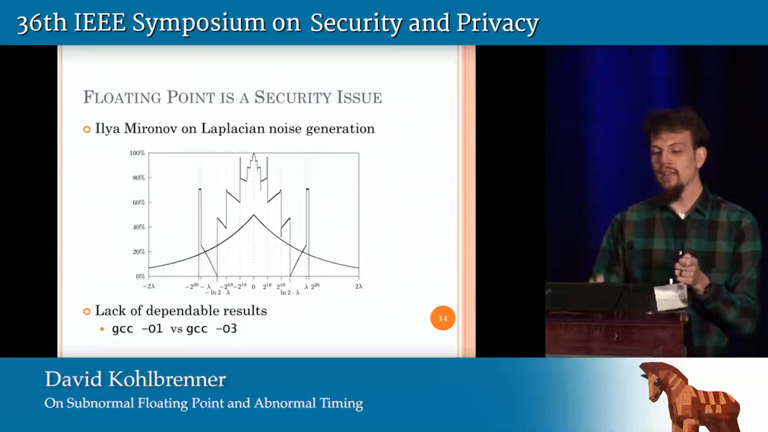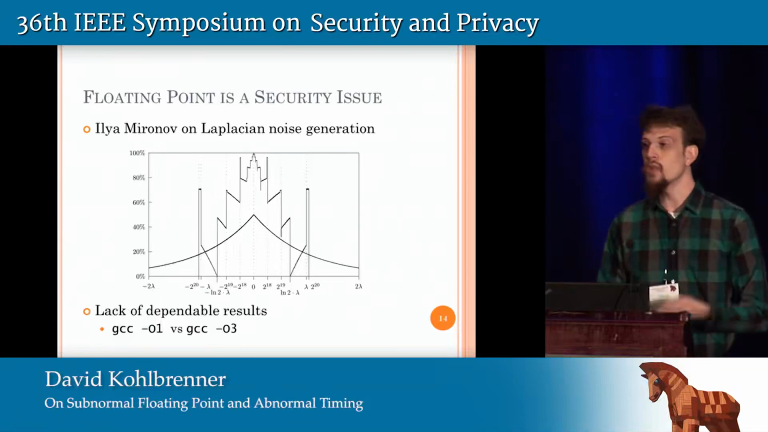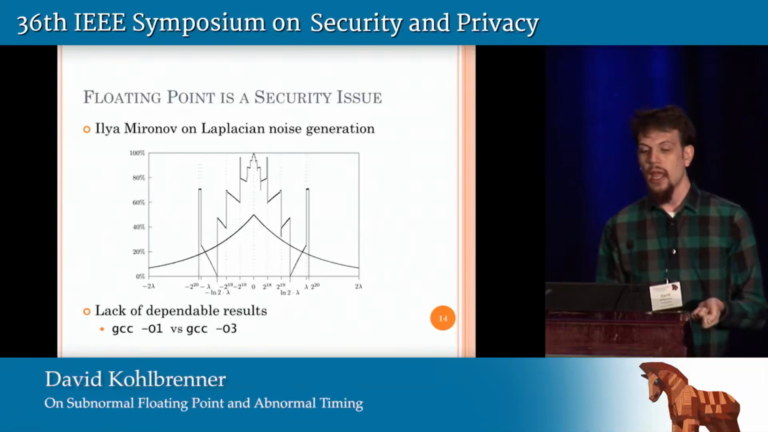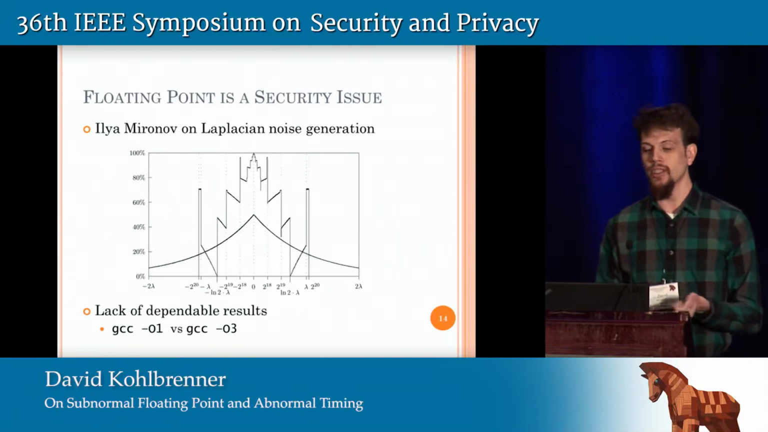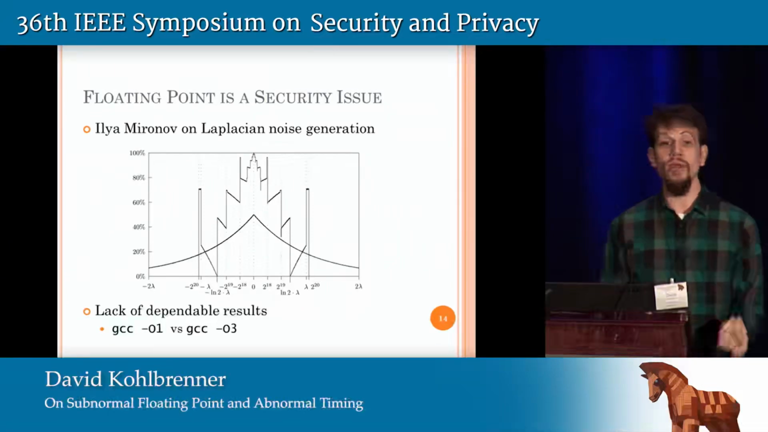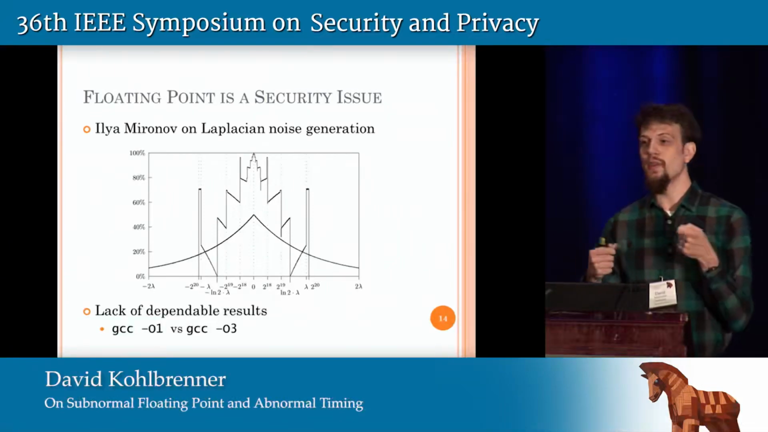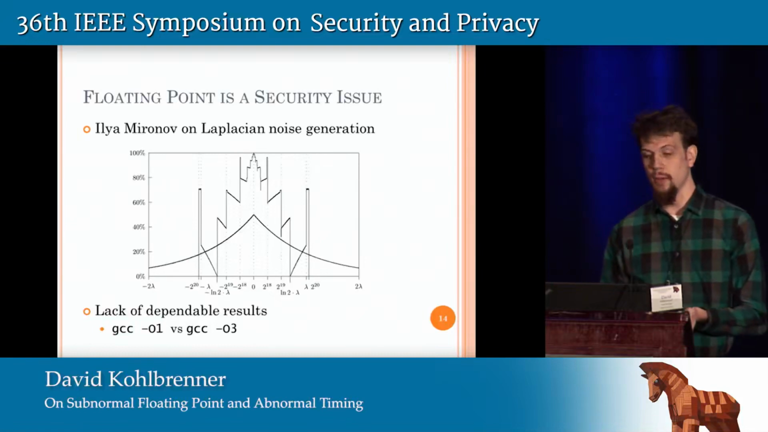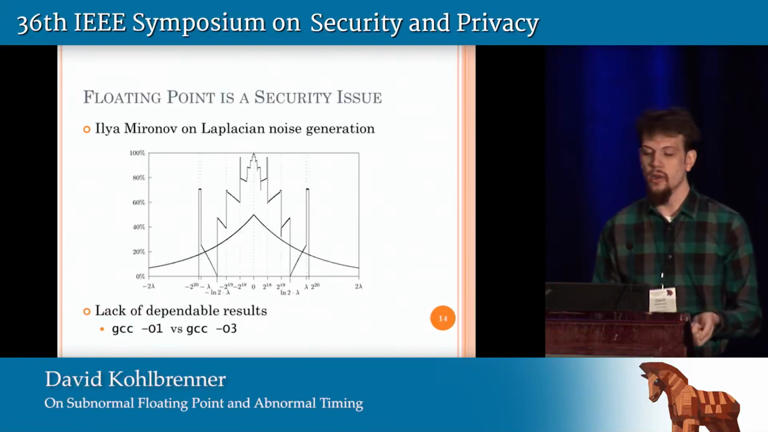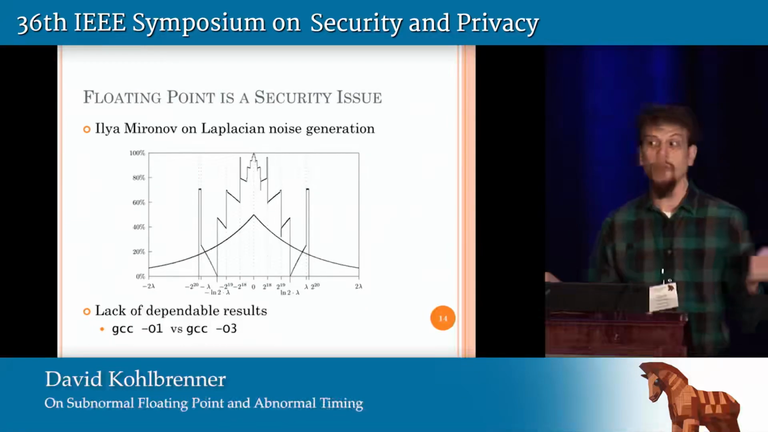And there's also kind of this issue of dependable results. When you use floating point arithmetic, recompiling your program can result in not only different running times, but different values out of your computations. And this is especially noticeable if you start doing things like changing your optimization flags.